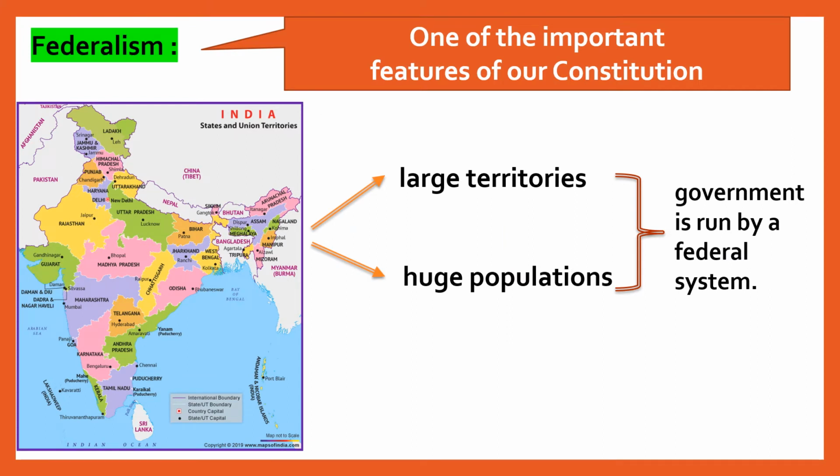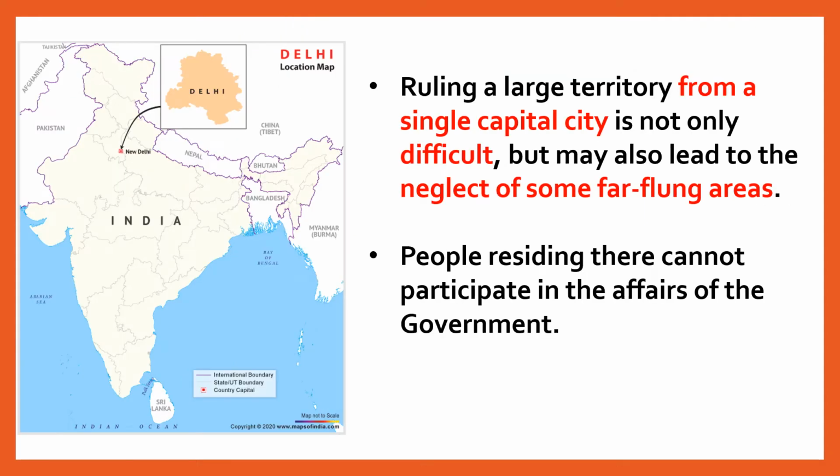Federalism. It is one of the most important features of our Constitution. Now, in countries which have large territories and huge populations, such as India, the government is run by a federal system. Ruling a large territory from a single capital city is not only difficult but may also lead to neglect of some far-flung areas. People residing there cannot participate in the affairs of the government.